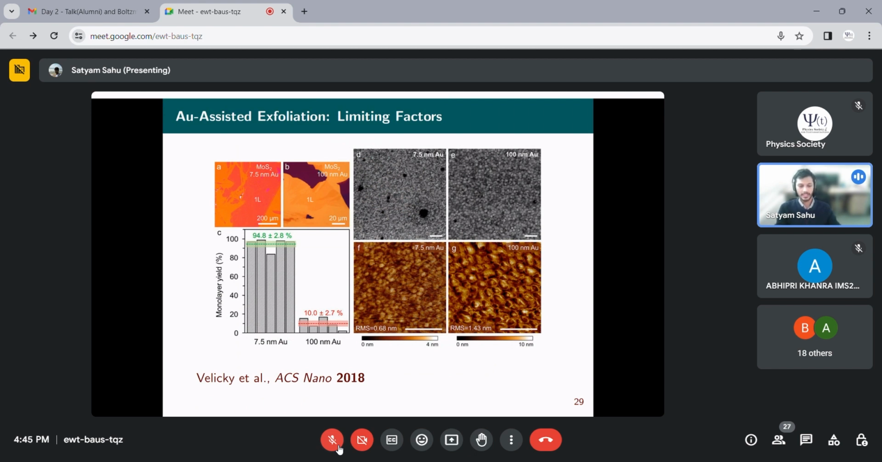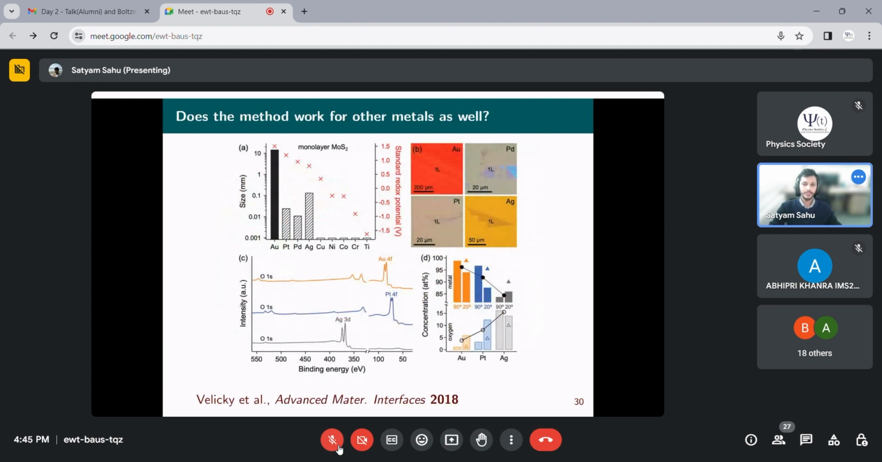So that's interesting, but at least we are able to exfoliate large size monolayers on the metals, especially on gold. But does the method really work for other metals as well? So that's the question we had when we started to work on this thing, and then we tried to explore different metals here. So if you see the panel B, for gold we have the very large size monolayer as can be seen, but then for palladium, the size was smaller. For platinum as well, silver as well. So there's definitely a question why gold works better than any other metal.